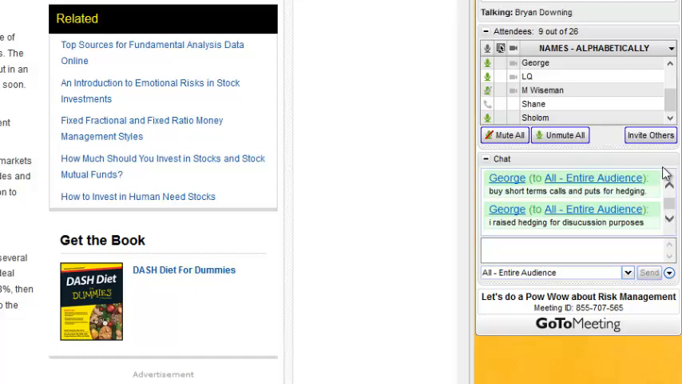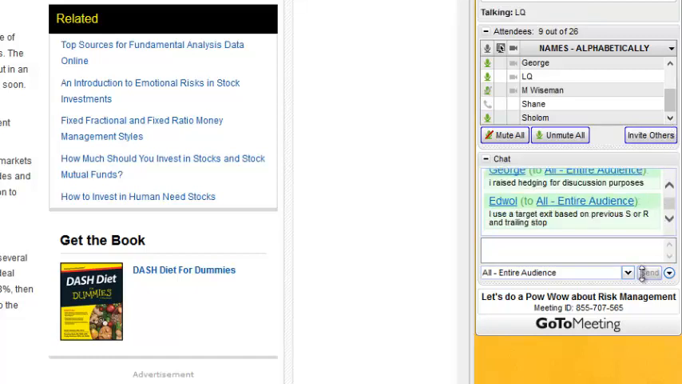Anybody else got any comments on that? Edwell says he uses a target exit based on previous SR and a trailing stop. Okay. So for you, Edwell, are you using an internal trailing stop that you track within your system? Because we already talked about exposing trailing stops to your broker. I keep it all internally, right? Yeah. And ensure the broker just buys and sells.